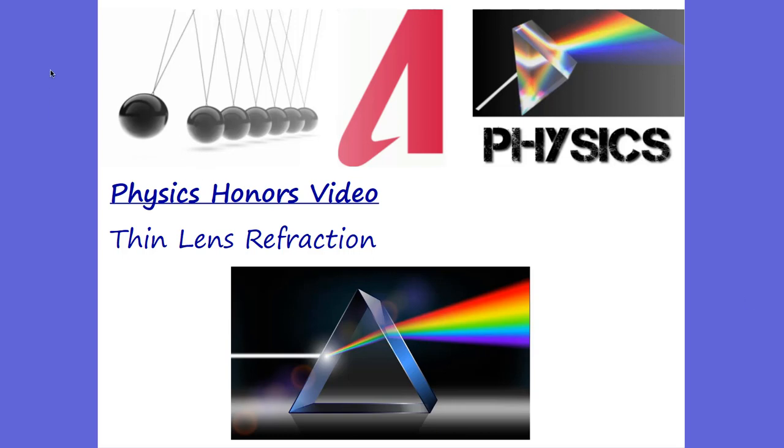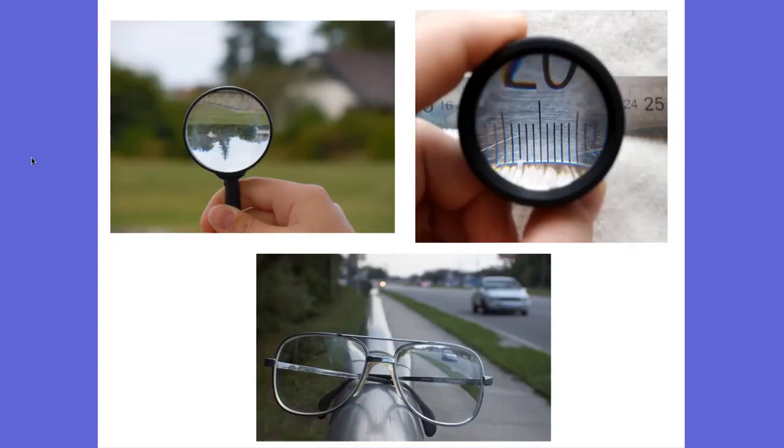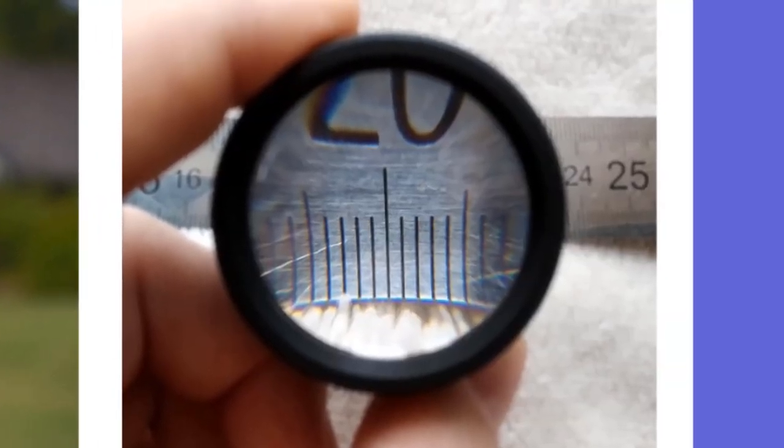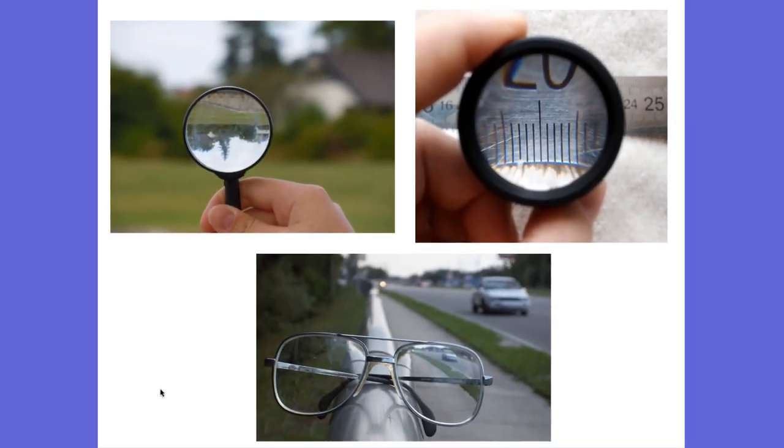So if you've ever wondered why when you take a look at a magnifying glass and you hold it away from you, everything is upside down in that magnifying glass. But when you hold it very close to your eyes, the image gets very, very magnified. And what about glasses? And what about your eyes? And what about all these different things?